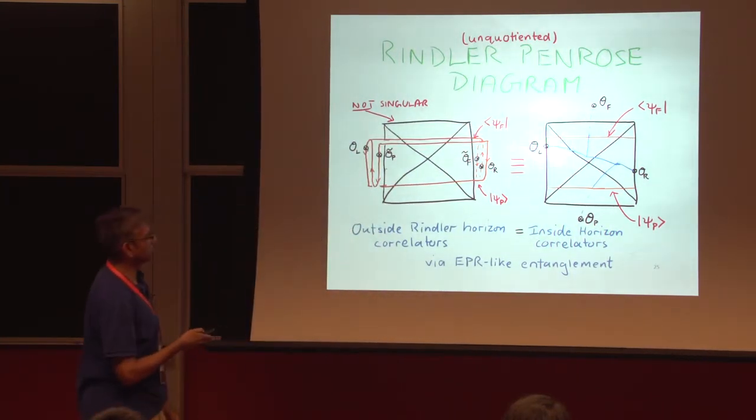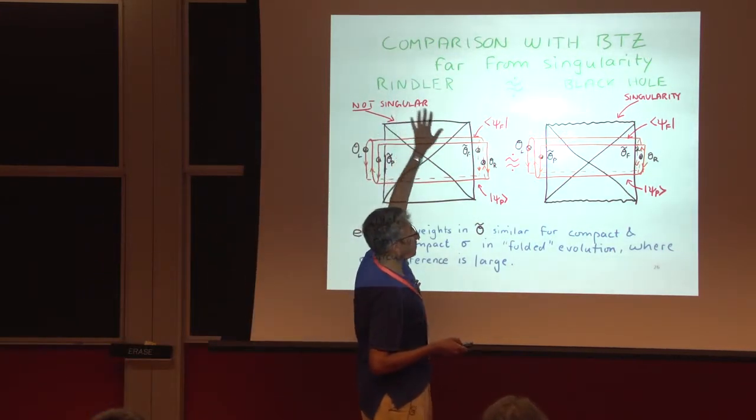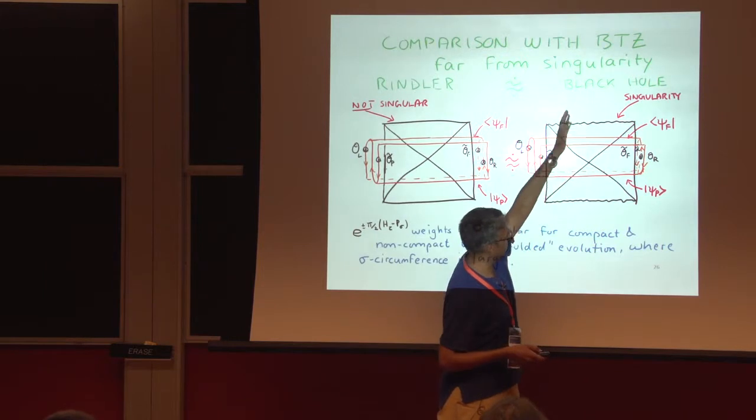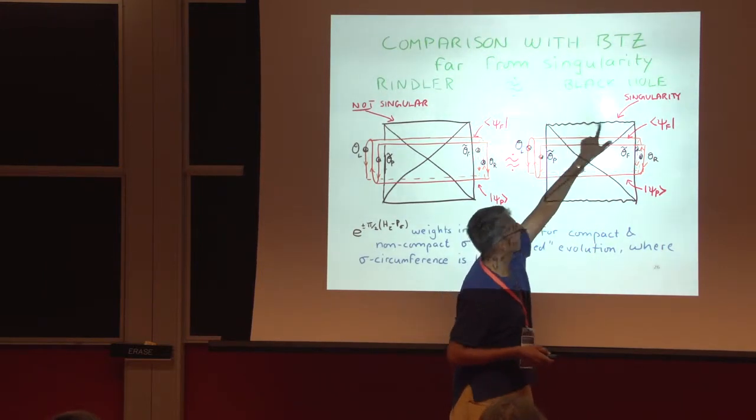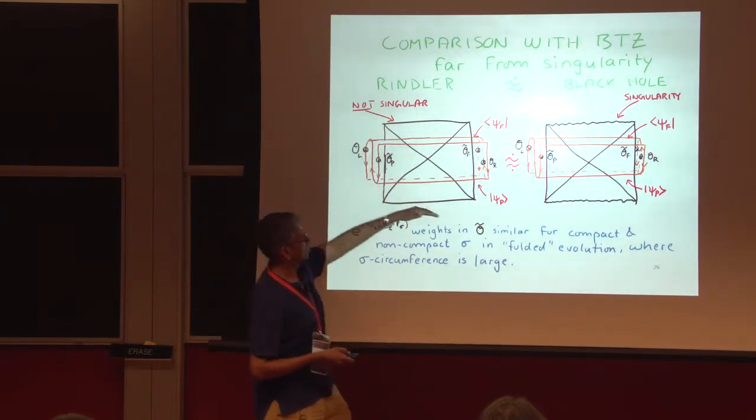Okay? So that when you compare now the non-compact or Rindler case with the singular case, with the black hole, which actually has a singularity here, in both cases, this folded evolution, or if you want, let's start here.